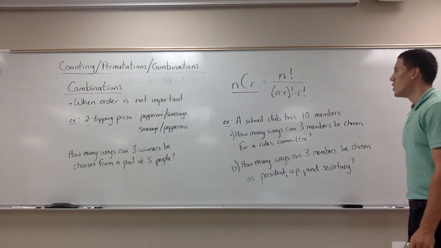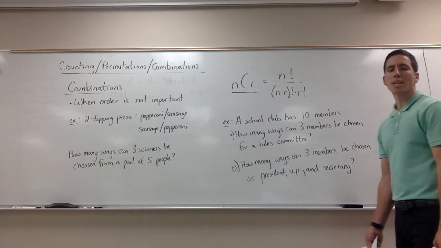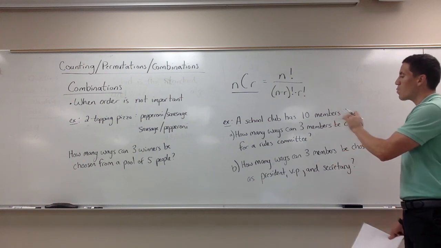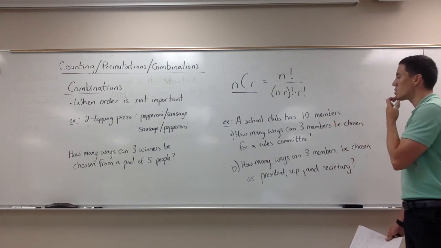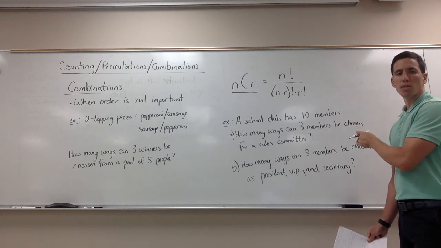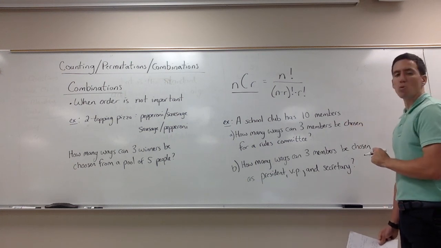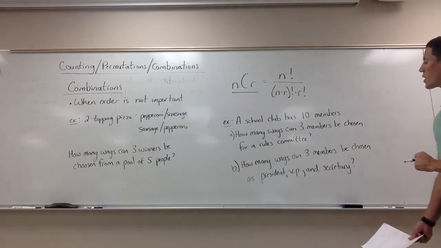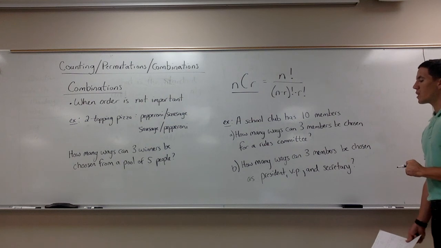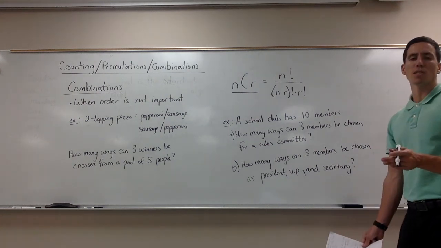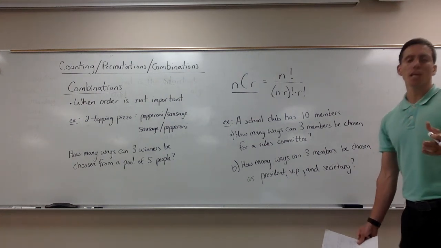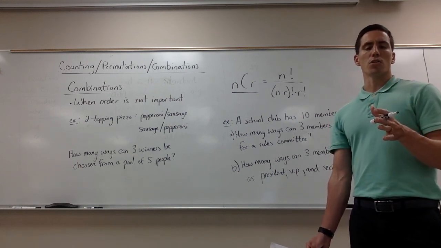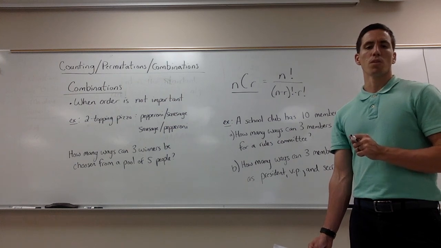Here's the example. A school club has 10 members in it. And we want to know, A, how many ways can 3 members be chosen from the 10 members to form a rules committee? That's part A. Part B, we want to know how many ways can 3 members be chosen as president, vice president, and secretary. Now I want you to answer in your own mind, based on what we've discussed, which of those two is a combination and which of those is a permutation.